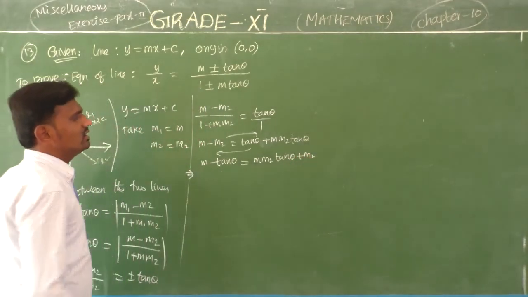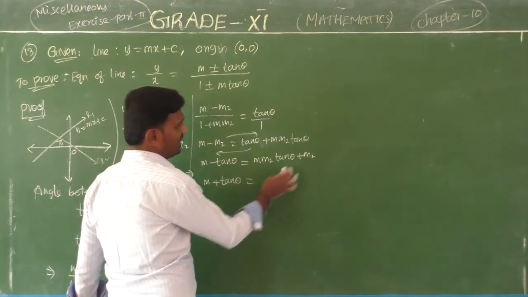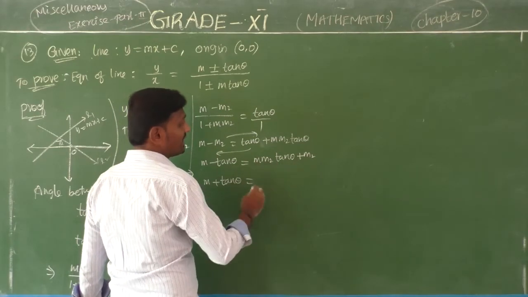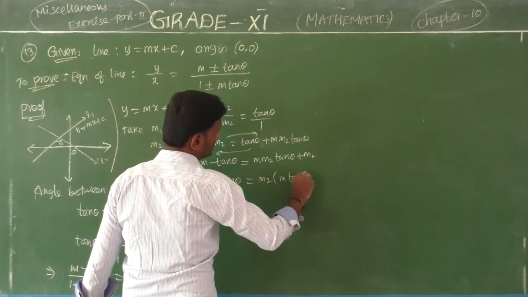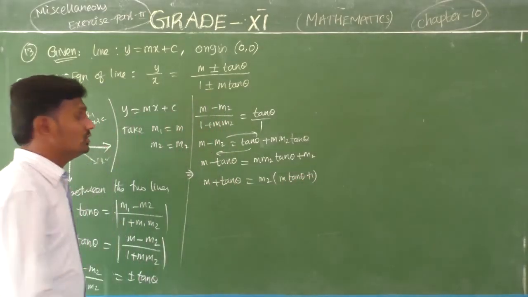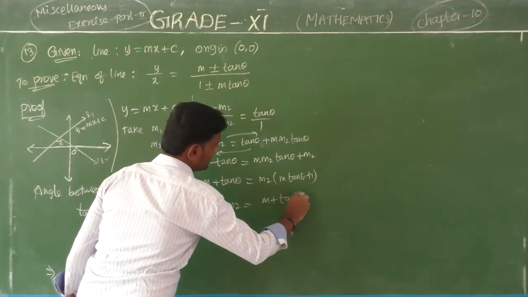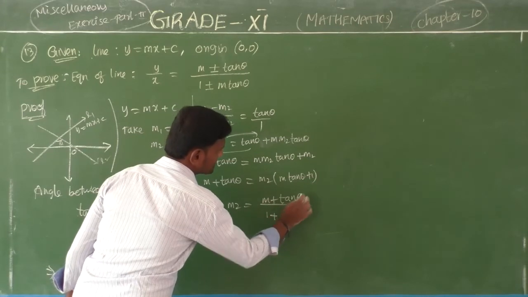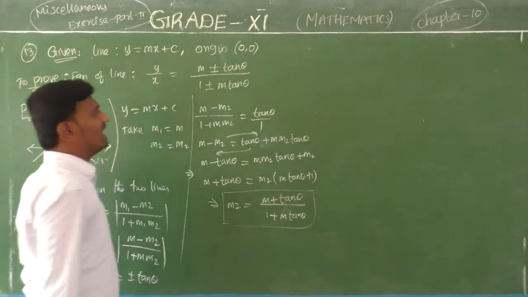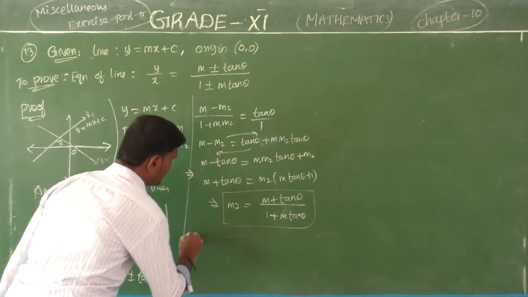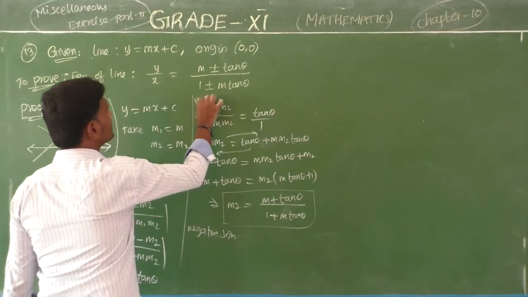Okay. Now m2 is common, so I am taking it outside: m minus tan theta is equal to m2 into m tan theta plus 1. So the final m2 is equal to m minus tan theta the whole divided by 1 plus m tan theta. Like that, similarly you are going to get the negative sign. This is the positive sign.